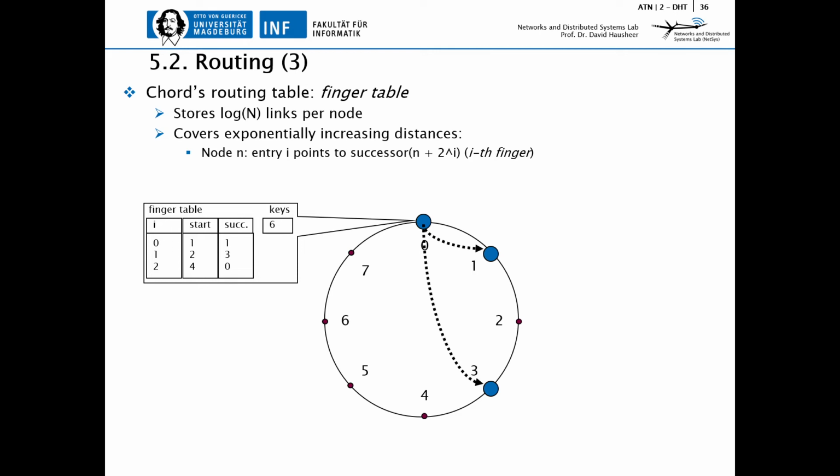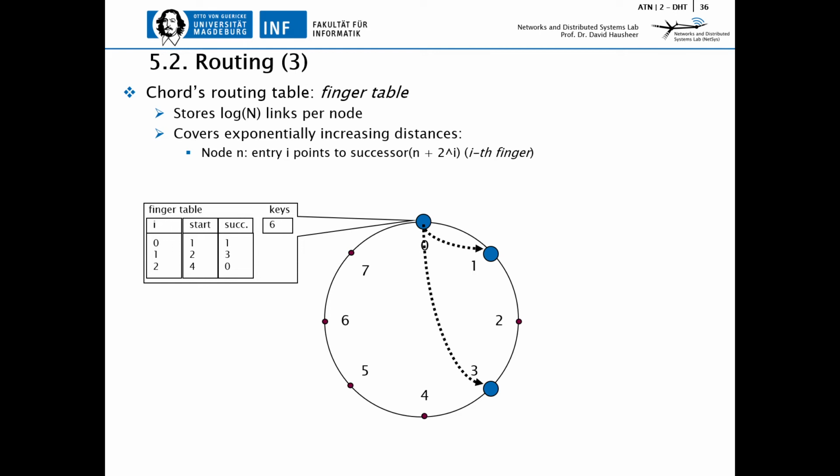So first, i is 0, 2 to the power of 0 is 1, so that means that we start with 1, and the successor of 1 is node 1. Then next, i is 1, so 2 to the power of 1 is 2, and the successor of 2 in this case is node 3.